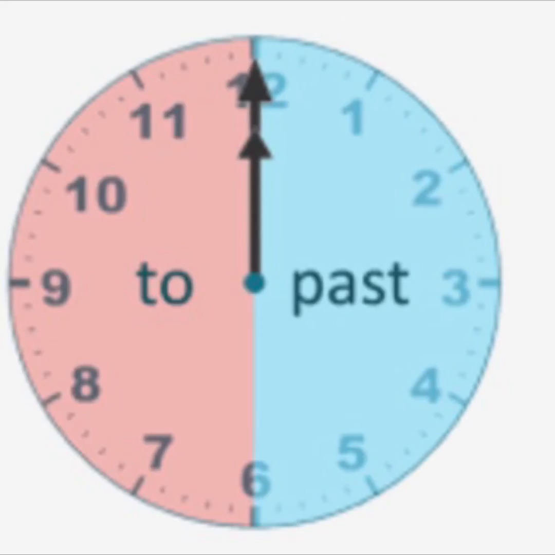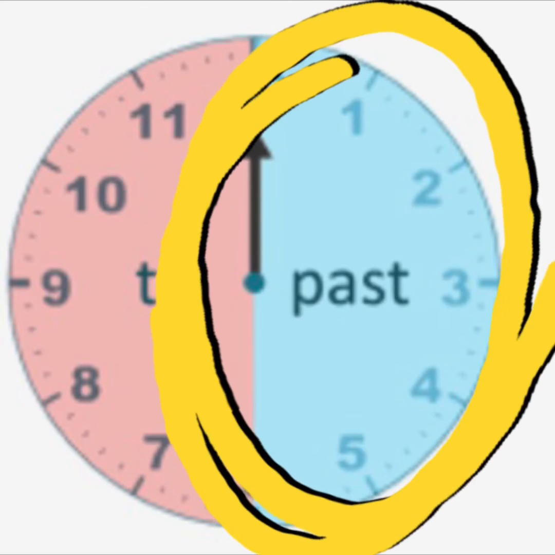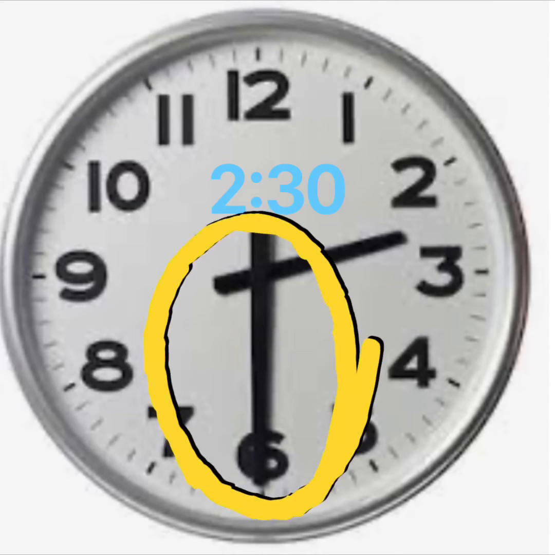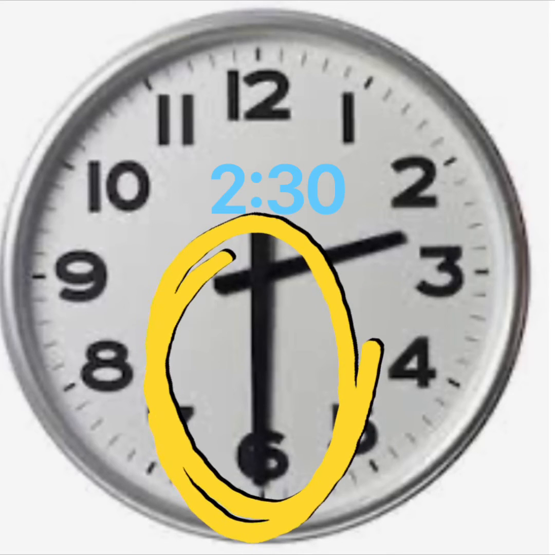Now let's see what is half past. To explain this topic, I have divided my clock face into two colors. So you can see that my whole circle is divided into two parts, and each part is called a half. Whenever it is half past, the minute hand is on 6. Make a note. Whenever it is half past, the minute hand, that is the long hand, is always on 6.